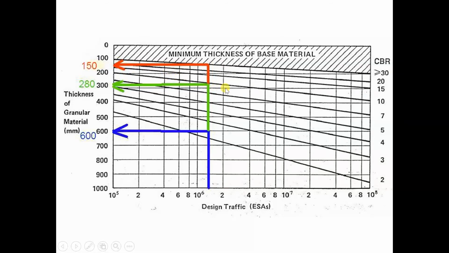So that means that based on the subgrade, if ideally you can compact the subgrade to a CBR of like 30 or 40, you only need 150 mm thick of the pavement material. Whereas if you compact it at 2.5%, you need a total thickness of 600. If you can compact it to a CBR of 10%, you can have only 280 mm thick.